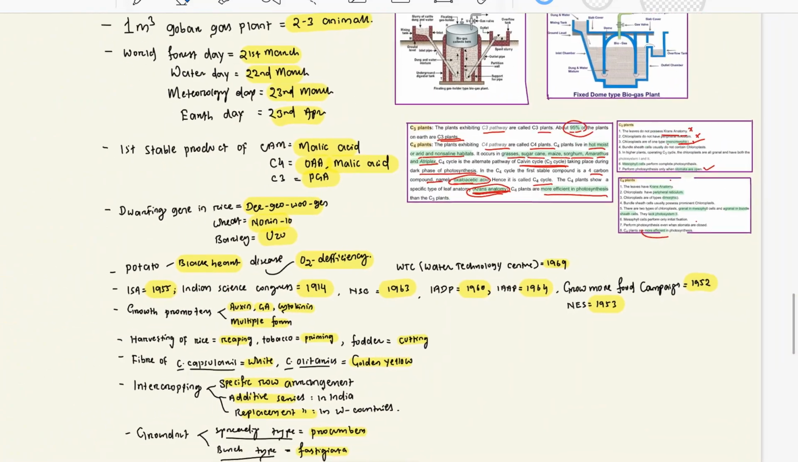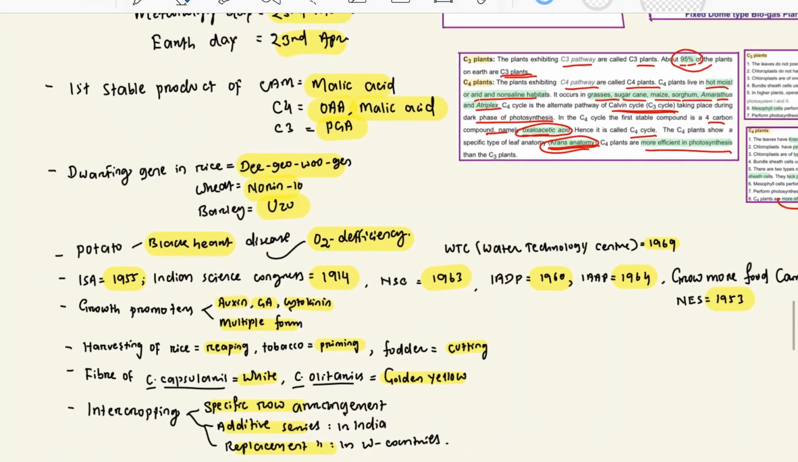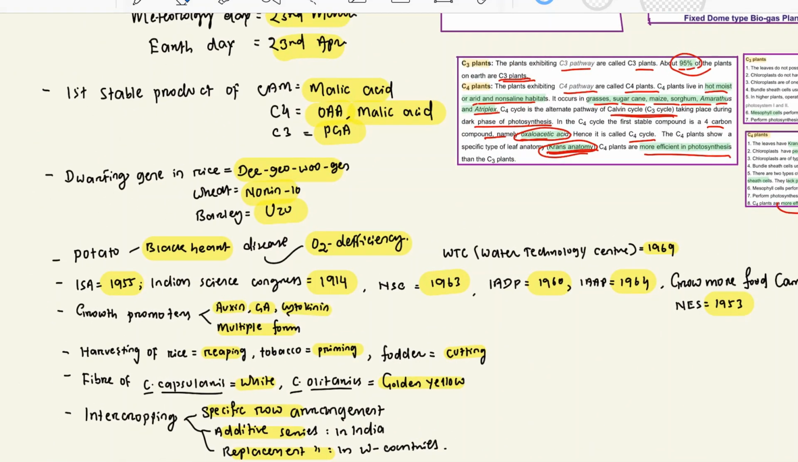Next, dwarfing genes. Throughout evolution, when we are breeding for some specific character, we breeders are mainly targeting the dwarfing nature, because if we go for dwarfing nature, then plants can sustain a huge productivity and can avoid biotic and abiotic stresses. So there are some genes responsible for the dwarfing nature of the plant. In rice, the dwarfing gene is Dee-geo-woo-gen.